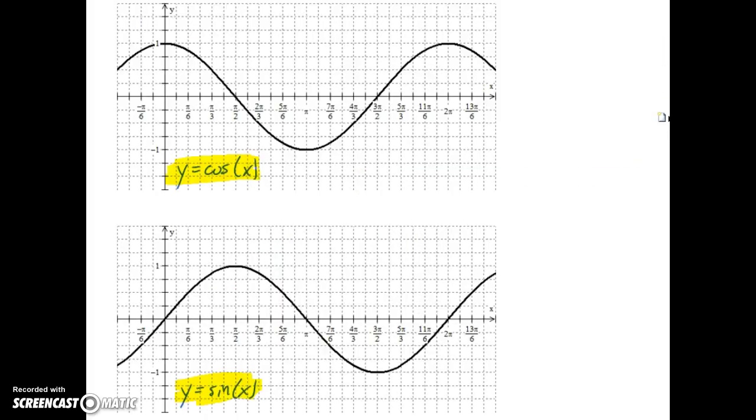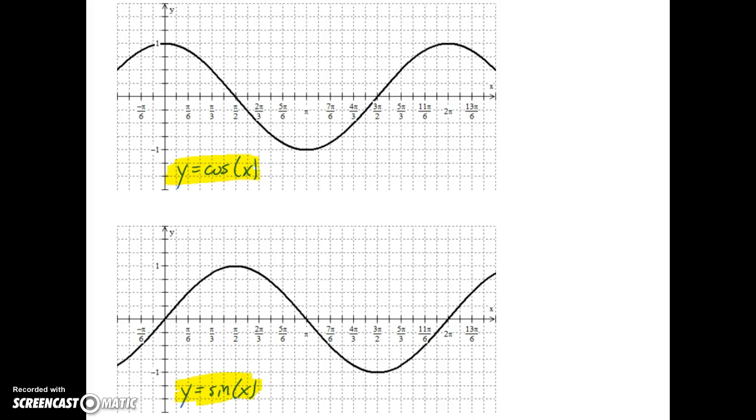So before we get started, what I'd like you to do is go back and talk to a partner or write a note to yourself about the period and the amplitude of our basic sine and cosine functions. Review what amplitude means and what period means, and write down the amplitude and period of sine and cosine. Pause the video and do that. I'll wait, honest.